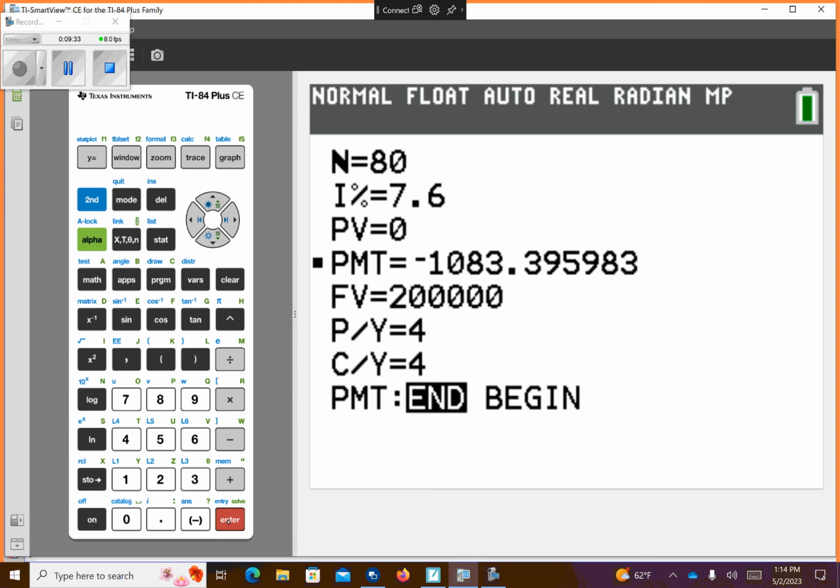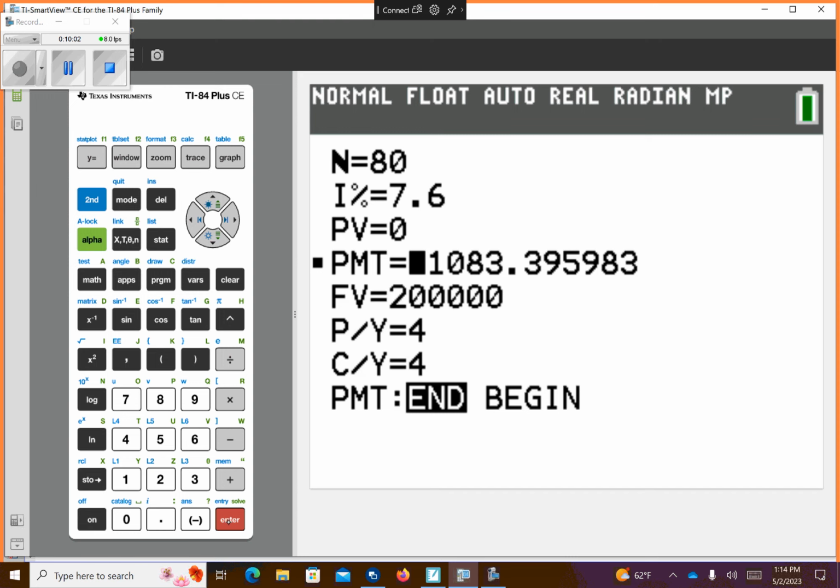Again, if you take a look at the math, they dropped 80 payments times 1083.40. So they put $86,662 away over 20 years to have this future value of $200,000. Again, money's doubling. It's good. We like this kind of stuff.